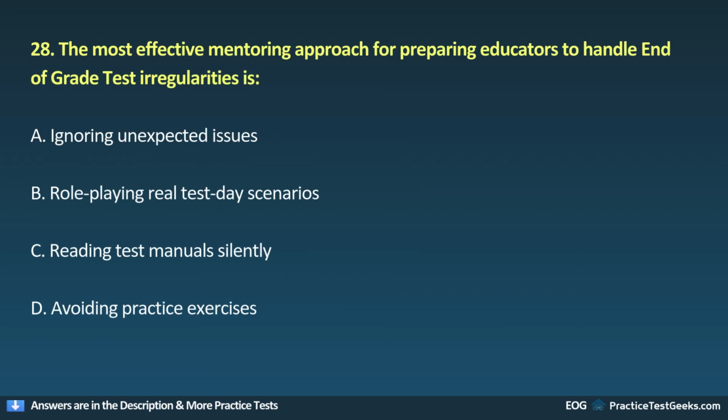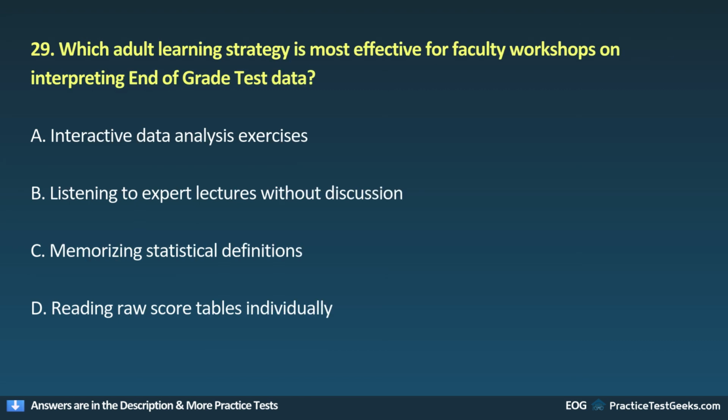28. The most effective mentoring approach for preparing educators to handle end-of-grade test irregularities is: A. Ignoring unexpected issues. B. Role-playing real test day scenarios. C. Reading test manuals silently. D. Avoiding practice exercises. 29.